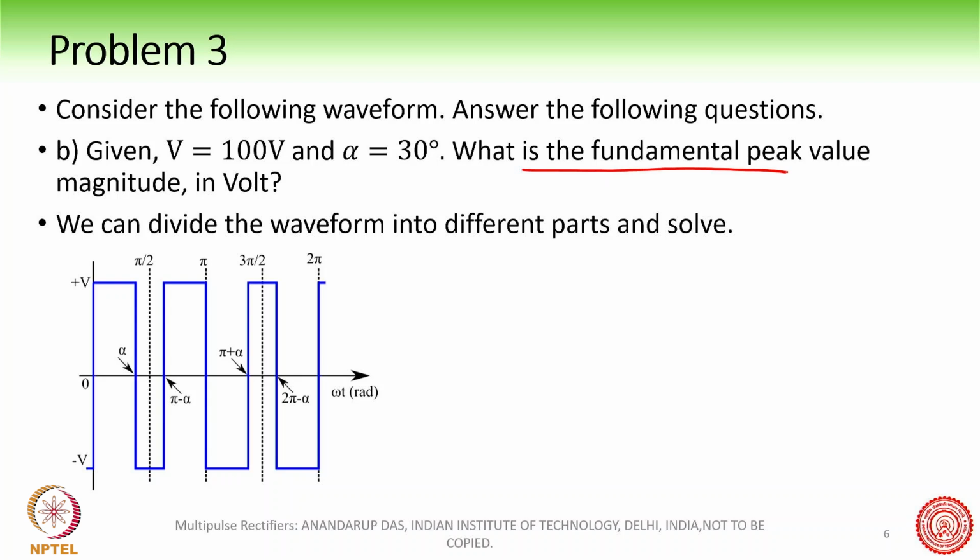Okay. Now, second part. What is the fundamental peak value of this voltage given this condition, 100 volt and alpha equal to 30 degree? So we need to find out what is the fundamental component in this waveform. In order to solve this problem, there are many ways you can do.